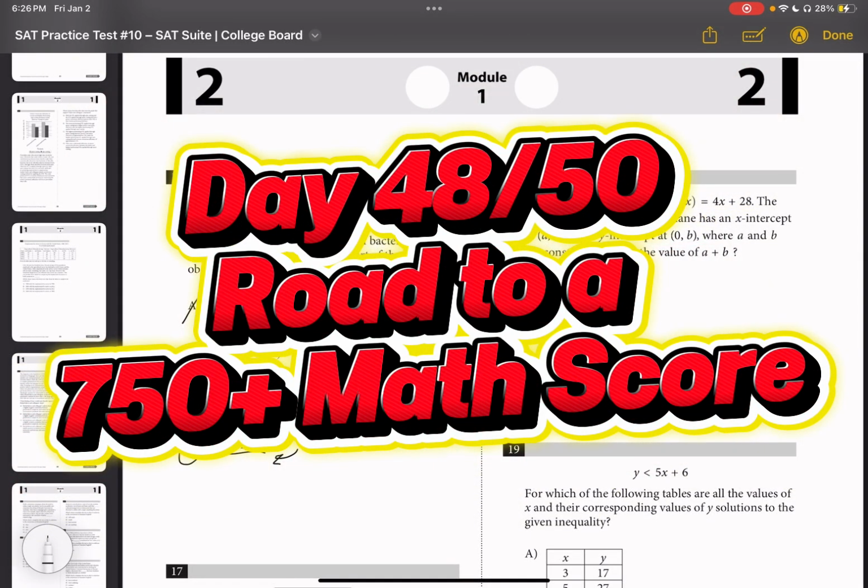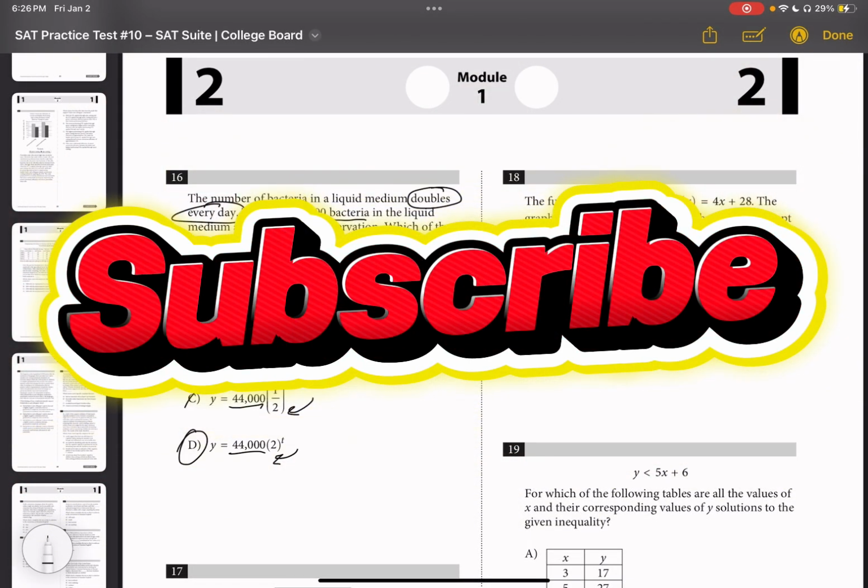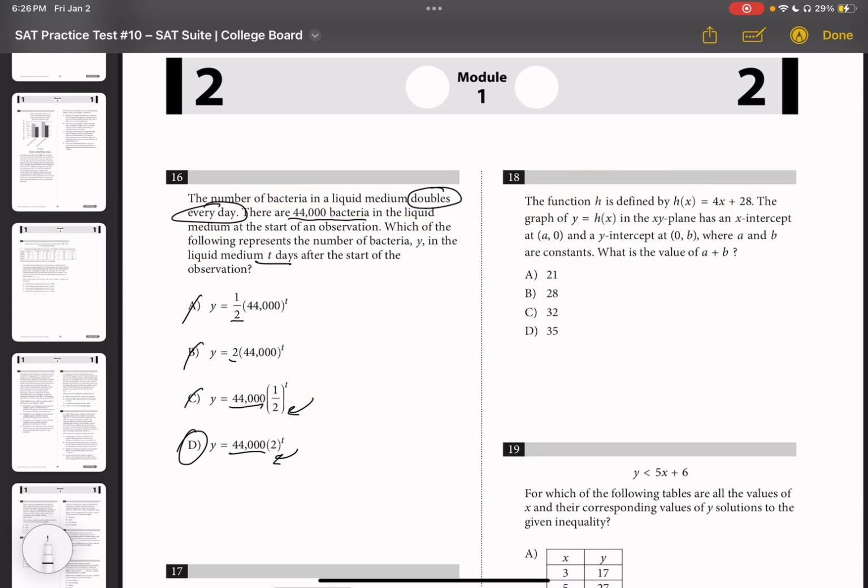Welcome back, everyone. We have made it to day 48 out of 50 of our series, and we are going to be finishing off Module 1 of Practice Test 10 today, starting straight away with question 18 right here.